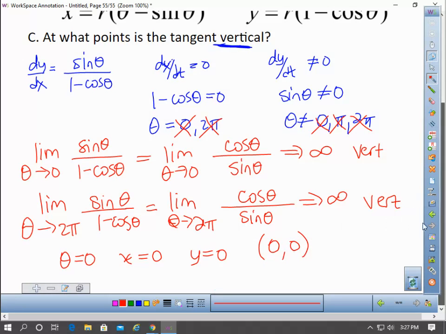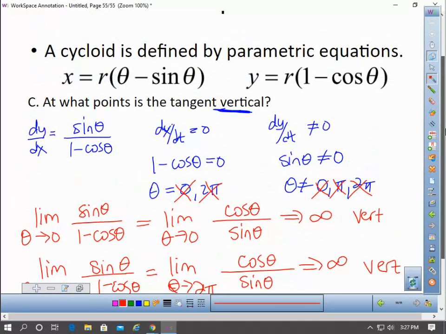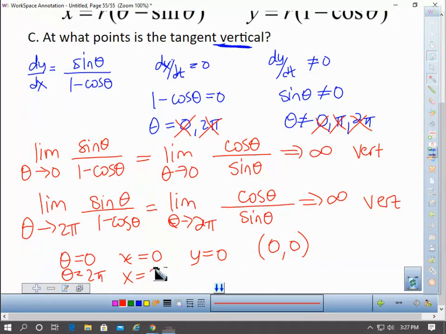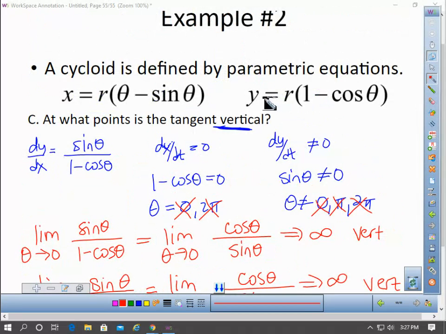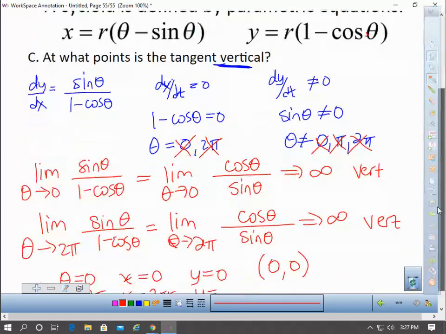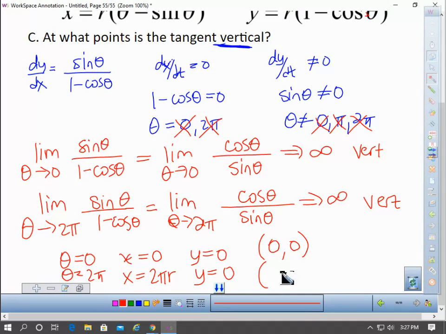Now let's put in theta equals 2 pi, because you're going to get a different answer. For my x-coordinate, if I go up here and put a 2 pi in, the sine of 2 pi is 0, but I'm also putting a 2 pi right here, so my answer is going to be 2 pi times r. And for my y-coordinate, the cosine of 2 pi is 1. 1 minus 1 is 0, so that gives me a 0 again. So that point is 2 pi r, comma 0.